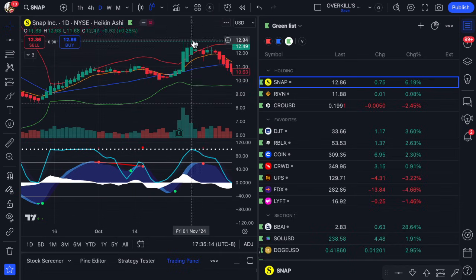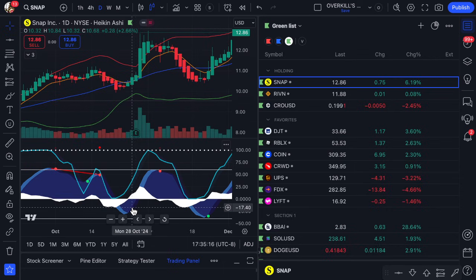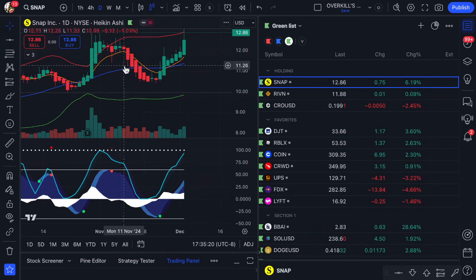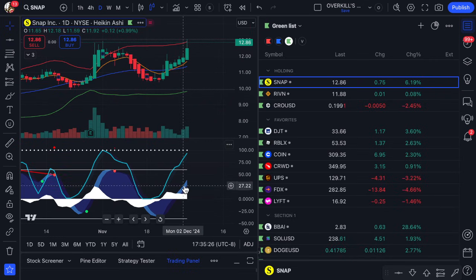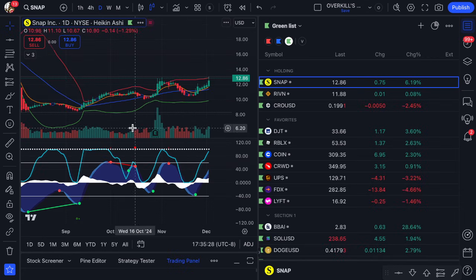It pulled back into the 30 and broke up. This green dot right here netted you 30%. That came at around $10 and went all the way up to 13. This one came right here at around 10.50. What did we do? We went all the way up to 13, and it's not done. This thing's got a lot more meat on the bone.